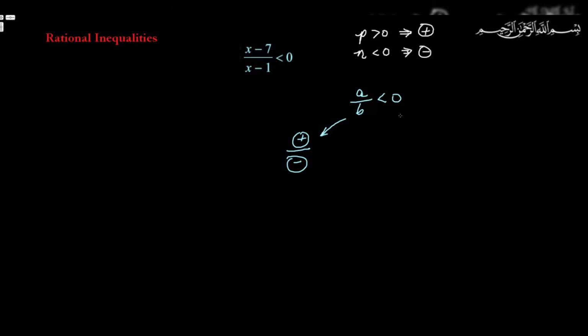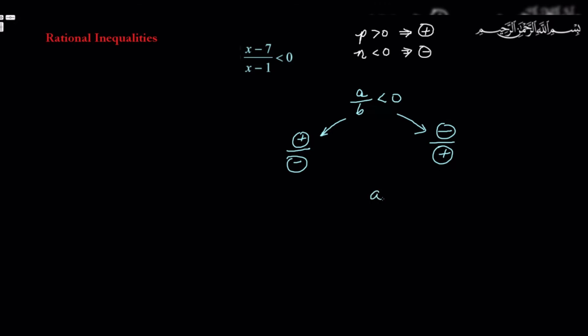A second way that this can occur is if the numerator, a in this case, is negative and the denominator is positive. When both of these conditions are satisfied, the numerator negative and the denominator positive, only then will this be less than 0, right? Because a negative divided by a positive is a negative.